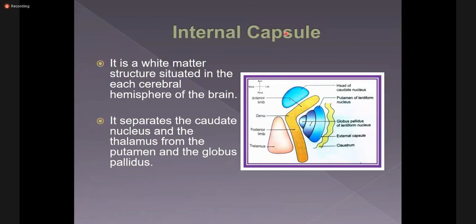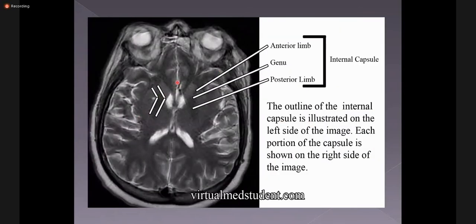Internal capsule. It is a white matter structure situated in each cerebral hemisphere of the brain. It separates the caudate nucleus and the thalamus from the putamen and globus pallidus. Putamen is the lateral and globus pallidus is the medial part. So this is the MRI brain axial section, T2-weighted image, that shows the caudate nucleus, the lentiform nucleus, and this is the posterior limb. So this is the internal capsule.